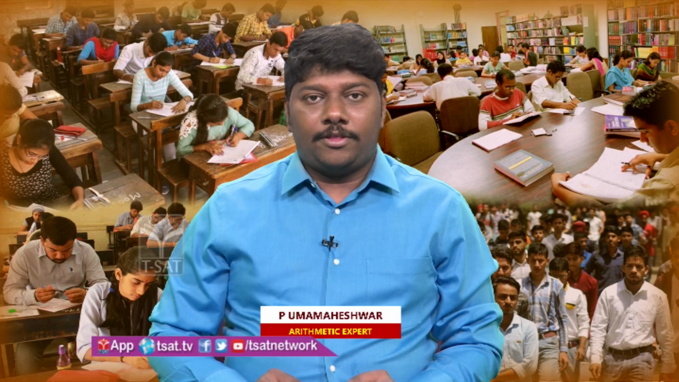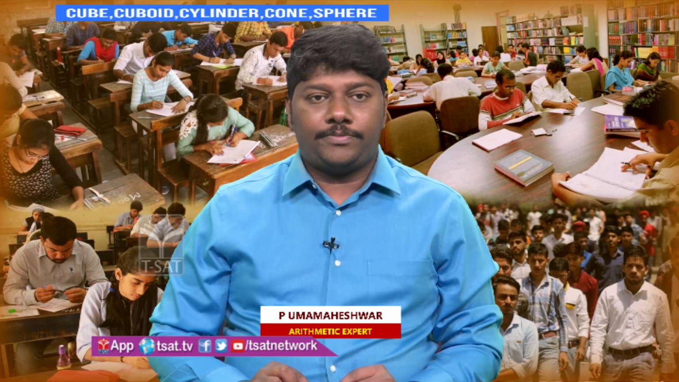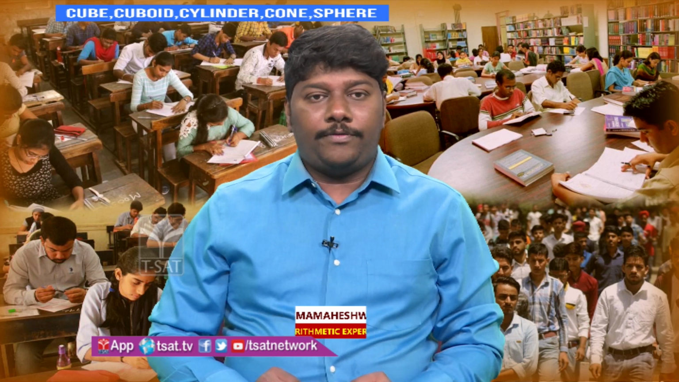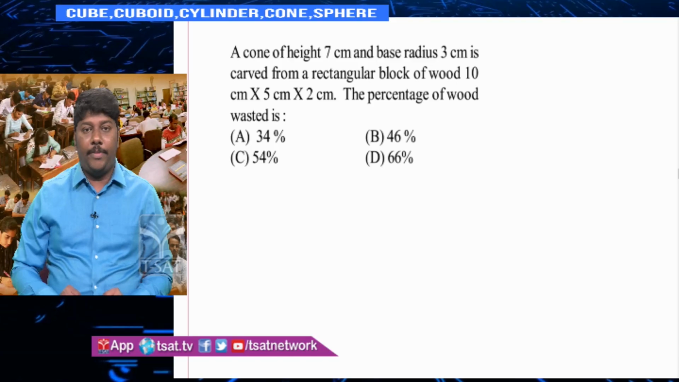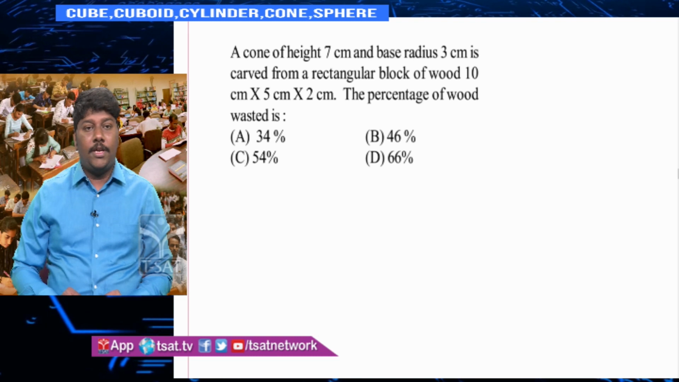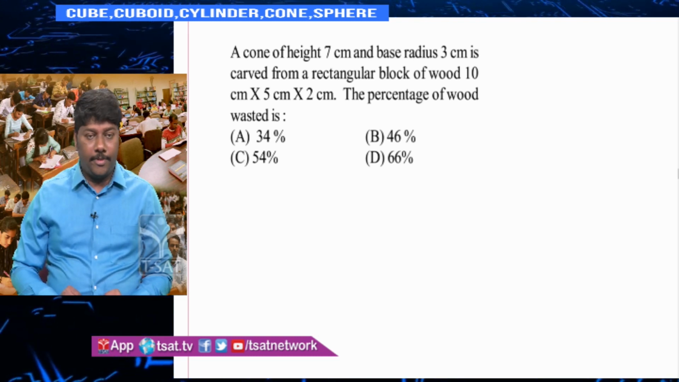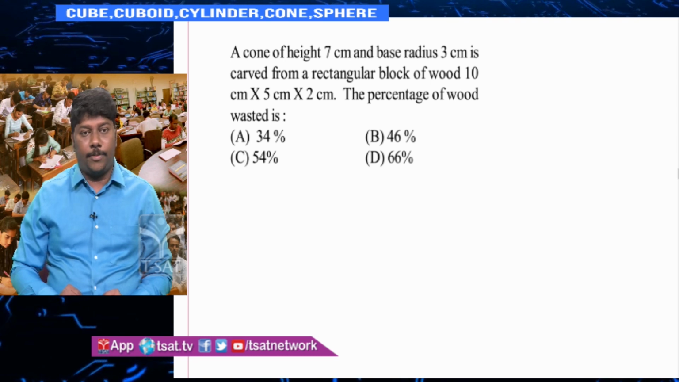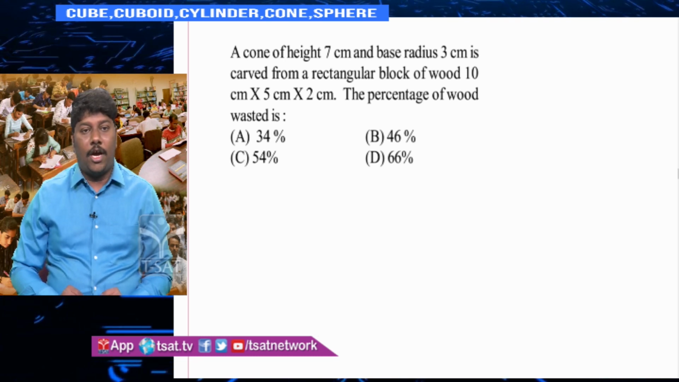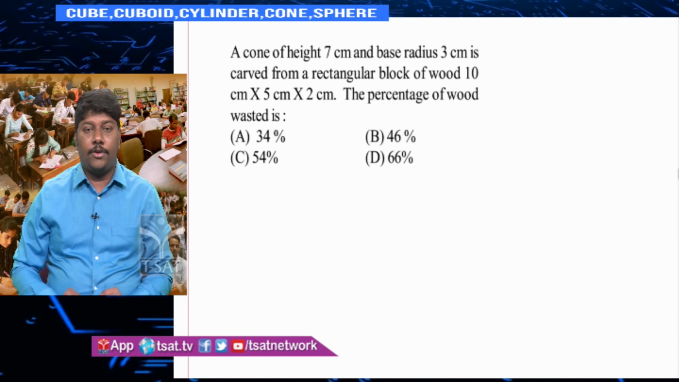Hello viewers, in this class we are going to look at the problems based on cone and a sphere. Now look at the first problem based on cone. A cone of height 7 cm and base radius 3 cm is carved from a rectangular block of wood 10 cm, 5 cm and 2 cm. So you are carving a cone out of actually a cuboid.